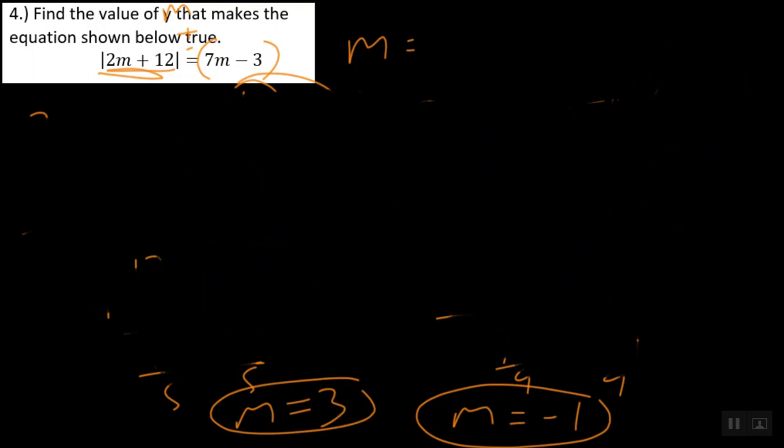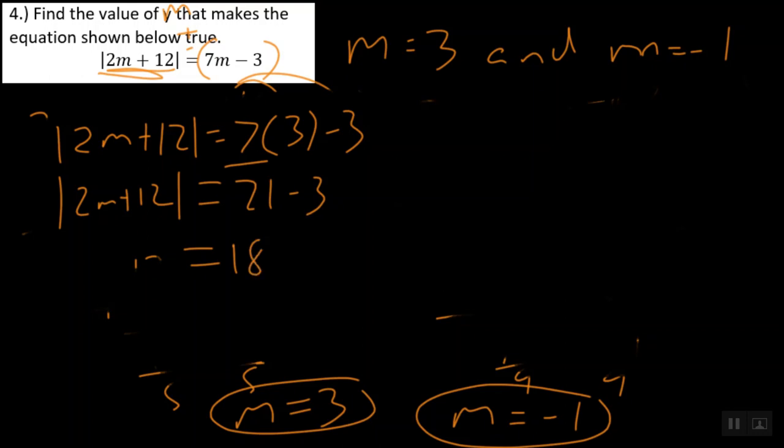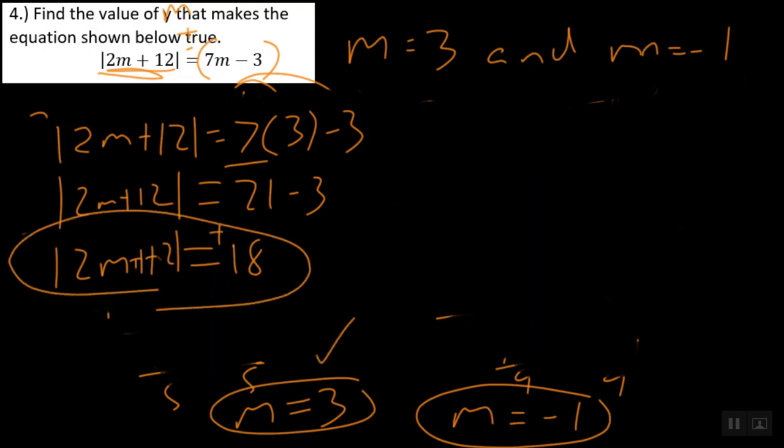Okay, so here we know that m equals 3 and m equals -1. But how do I test this out? I'll do it like this. I'll say the absolute value of 2m plus 12 is equal to 7 times 3 minus 3. So the absolute value of 2m plus 12 is equal to 7 times 3 is 21 minus 3, and 21 minus 3 is 18. So I have the absolute value of 2m plus 12 equals 18. Well, check it out. Since 18 is positive, this is probably a solution. So we would say m equals 3 is good.